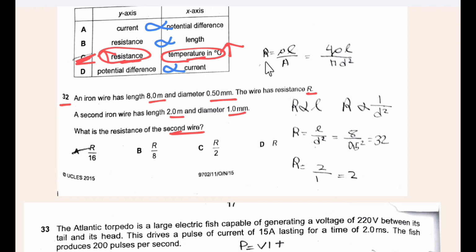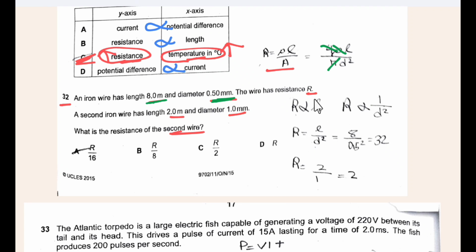For the first wire, as we know that resistance is equal to resistivity into length by cross-sectional area, that is resistivity into length, and cross-sectional area we write as pi d square by 4, so 4 comes above. By using this equation and the information given that the wire is the same, the resistivity is the same, and 4 and pi are constants. So we can see that only length and diameter are varied. So resistance is directly proportional to length and inversely proportional to diameter square.